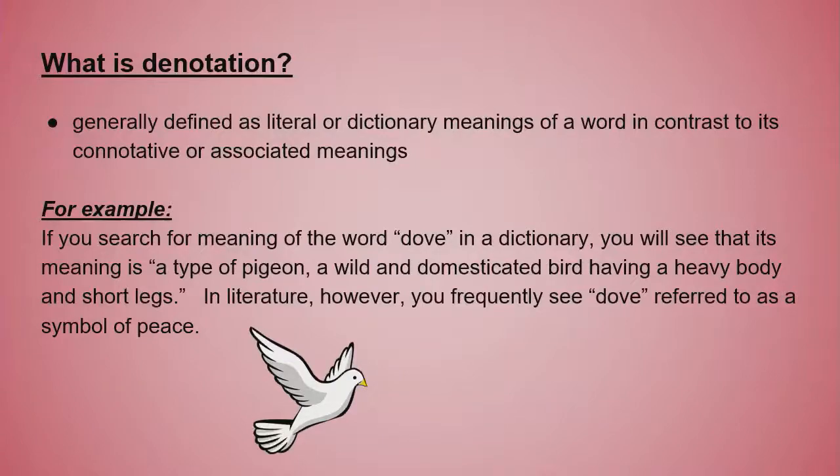Okay, now we're getting to the section I like the most. What is denotation? It is generally defined as literal or dictionary meanings of a word in contrast to its connotative or associated meanings. For example, if you search for the meaning of the word dove in a dictionary, you will see that its meaning is a type of pigeon or a wild and domesticated bird having a heavy body and short legs. In literature, however, you frequently see dove referred to as the symbol of peace. So that's why I've added that white dove there so that you can remember it.